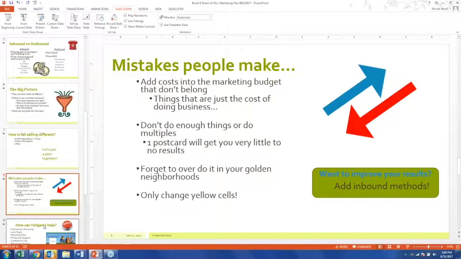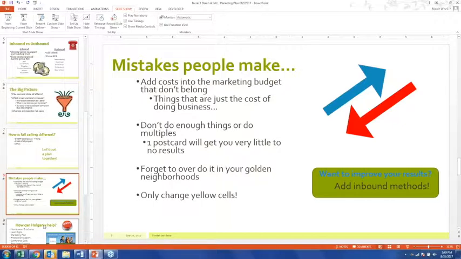Again, golden streets are labor intensive. They get pushed to the side fairly quickly, so you gotta remember that. And then in that spreadsheet, people will call me and say, oh, I messed it up. What did I do? Formulas aren't making sense.